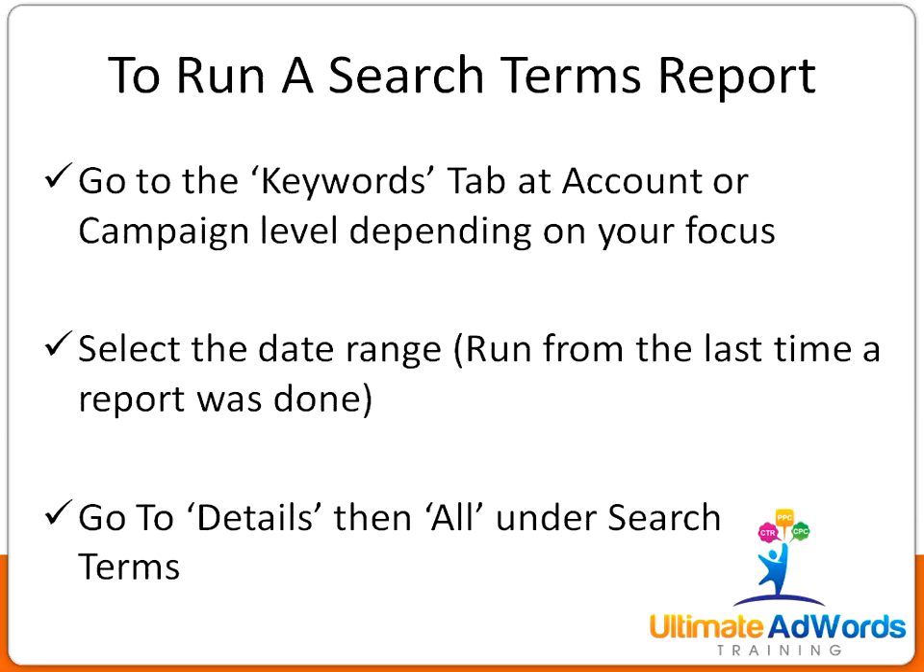To run a search terms report, you want to go to the Keywords tab, either at account or campaign level, depending on your focus. You want to select the date range, and ideally this will cover the period from the time that the last report was run. You want to go to the details drop down and then all under the search terms heading.